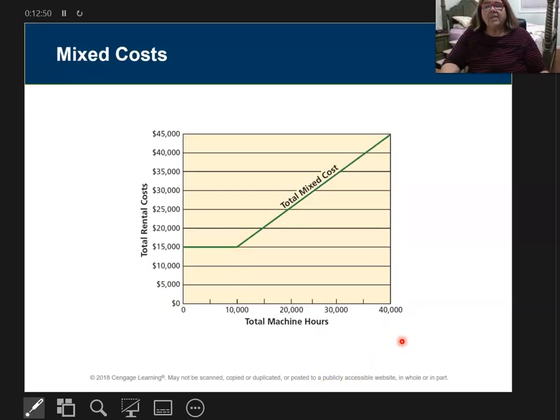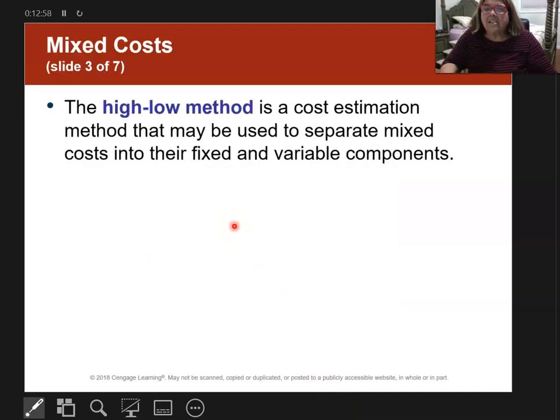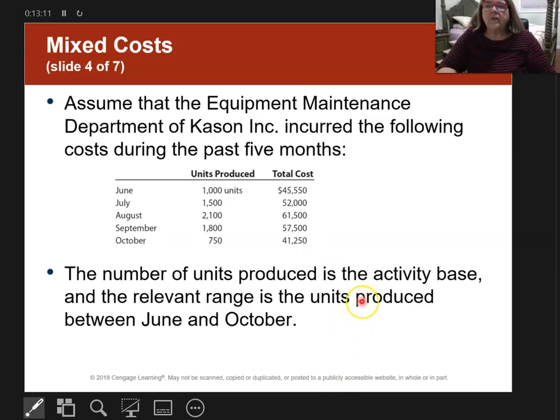Okay? Now, mixed costs are pretty difficult to understand, so what we've actually come up with is called the High-Low method to actually estimate what the costs are. So this is something you need to know. You need to know how this formula works. It will be on tests. It will be on quizzes. So the High-Low method is only for mixed cost. And here's what it says.